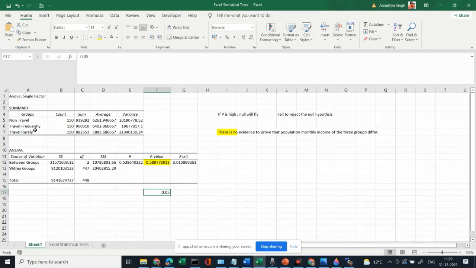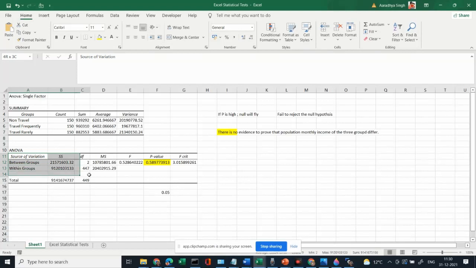Now let us also try to understand some of the numbers that are there. If we have done ANOVA, that's fantastic. These numbers are pretty easy to understand. The count, as the name suggests, is the count of number of observations in these three groups, and we have taken equal number of observations here. You can take unequal number of observations, that's absolutely fine. Sum is the total sum of monthly income for non-travel, travel frequently, and travel rarely. Average is the simple average, and variance is the variance within each of these groups.